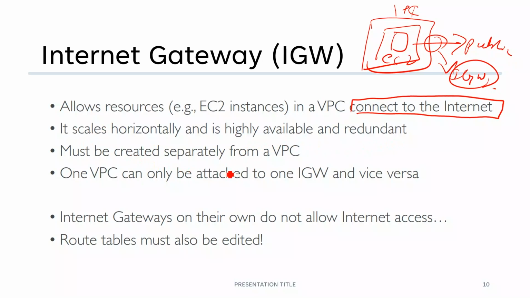It must be created separately from a VPC. It doesn't come with a VPC. You have to create it and attach it to a VPC. It must be done manually. One VPC can only be attached to one IGW and vice versa. So if you have one VPC, only one IGW must be there, and it makes sense because there should be only one point of contact to the outside world, right?